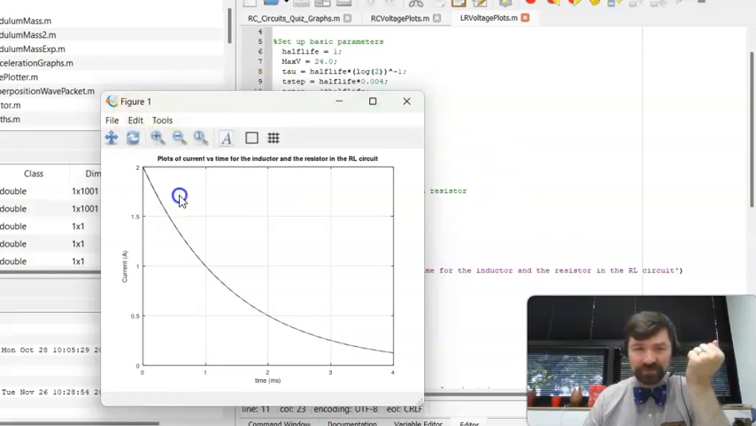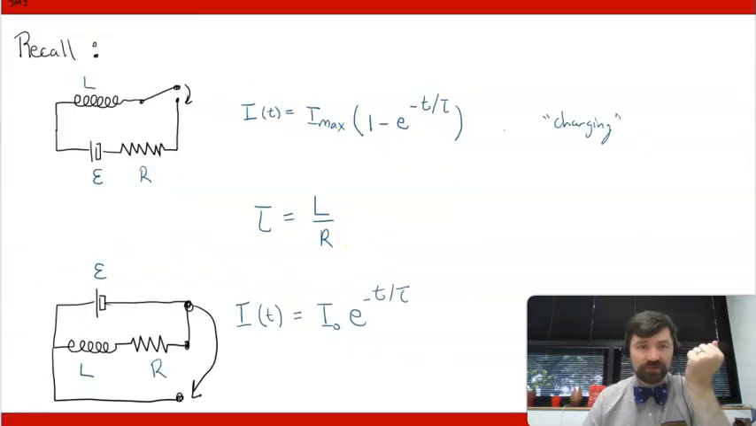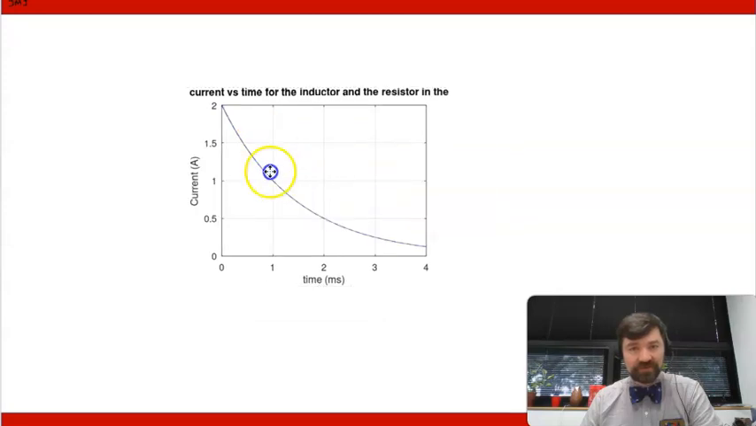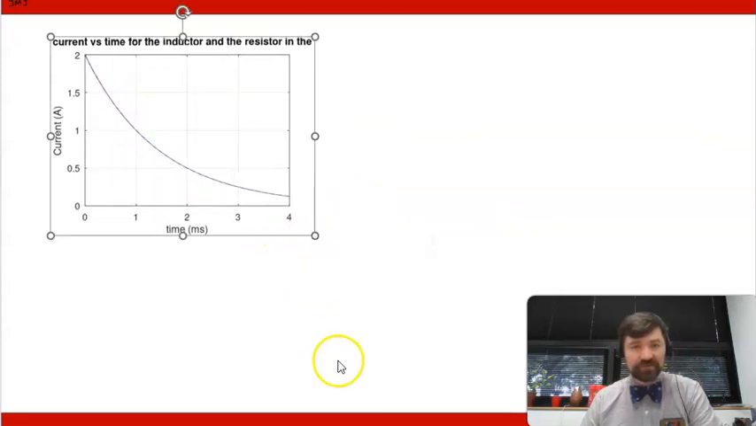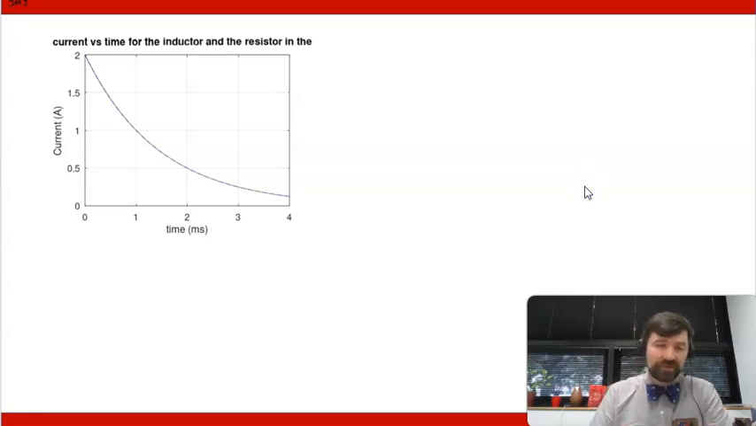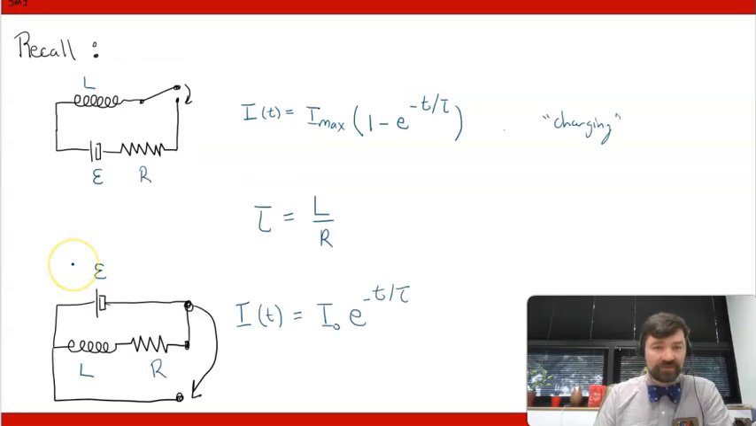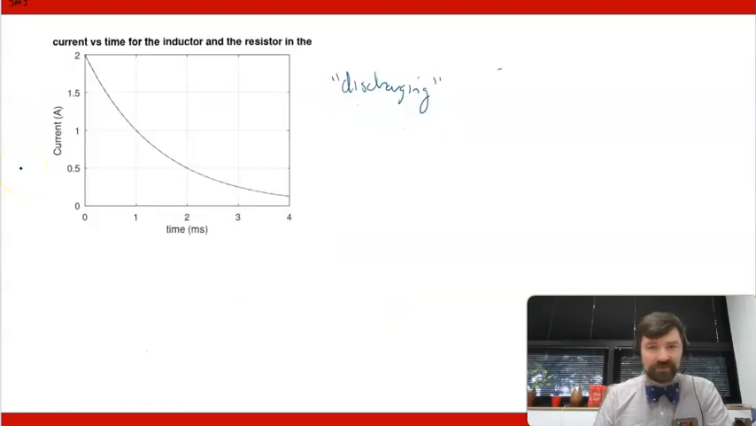So let's copy this graph over to our notes. And so this right here is current versus time for the inductor and the resistor in the RL circuit. Basically, I have a discharging graph. So that would be like this one right here. We could call these 0 and 1 if we're fitting the code. So this one right here is a 0.